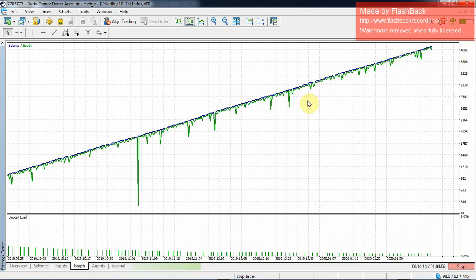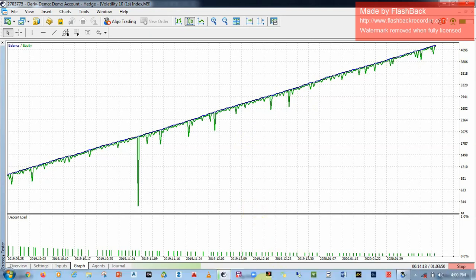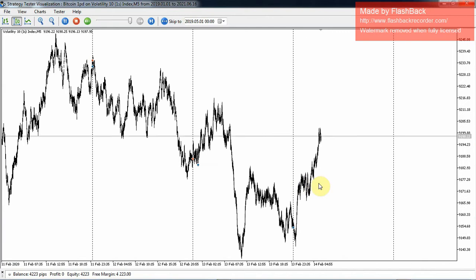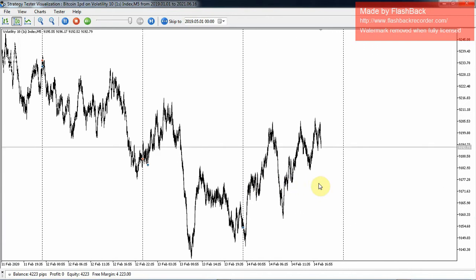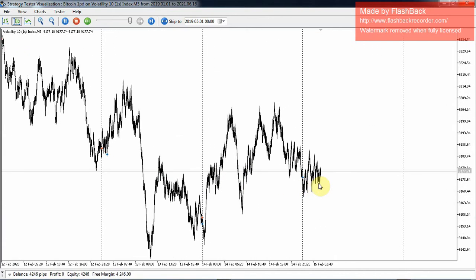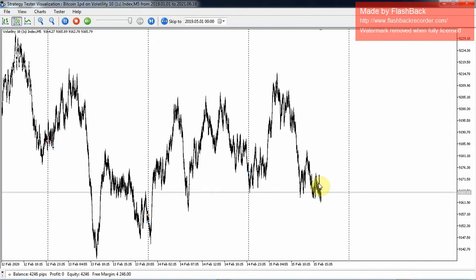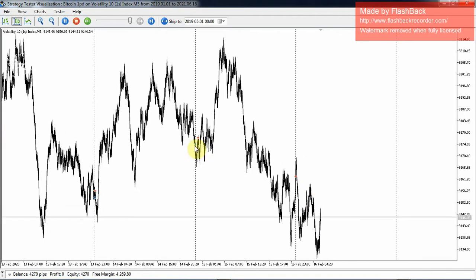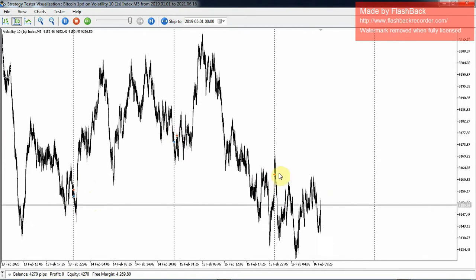We are up 4K with a fixed lot size, but in real time you will be increasing your lot size. It's not possible to increase lot sizes on a strategy tester. So in real time, you would have made more money than that if you had the 1K initial balance.